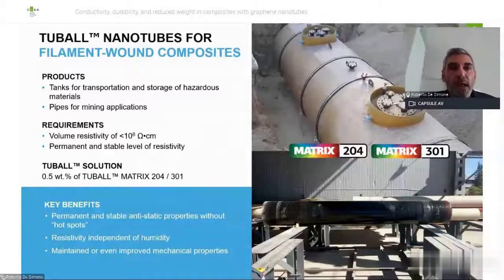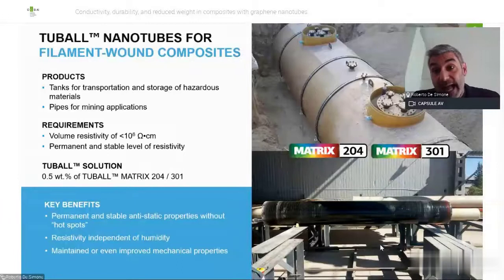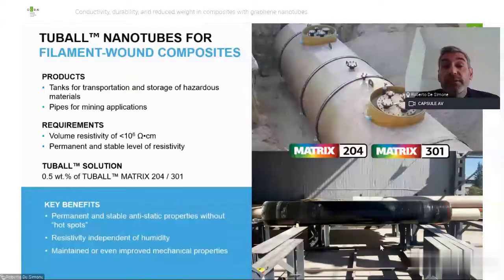Just to give you some examples of how to use tubal in standard applications for standard composite technology. The first one is filament winding. Filament winding is made with glass fiber, and is usually used to manufacture tanks for transportation and storage of hazardous materials or pipes for mining applications. We are talking about target resin systems like vinyl ester, polyester, or epoxy.